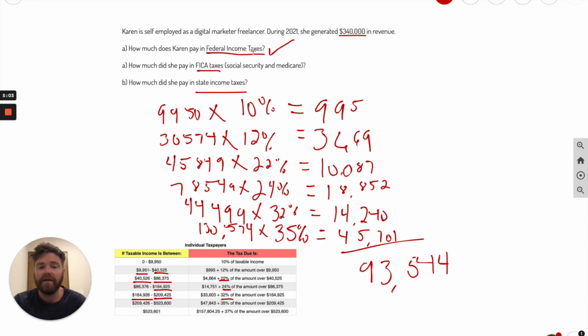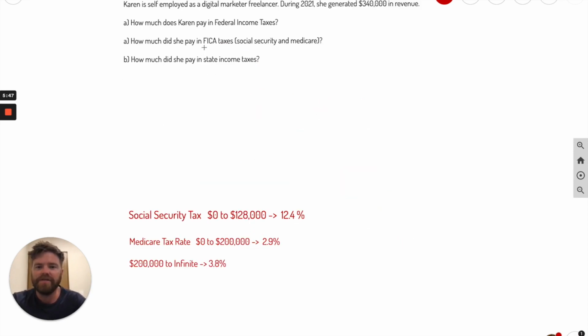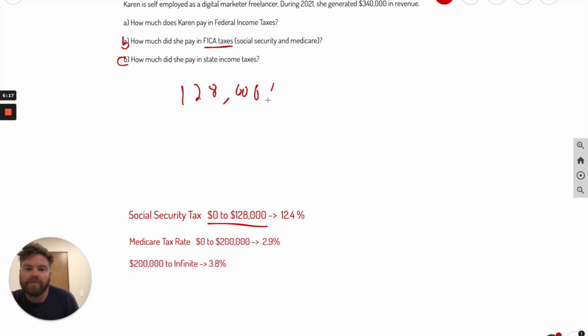So let's now move on here to the next one, which is going to be her FICA taxes. Okay, so FICA taxes. This one's a little bit easier. So we're focusing here. This is supposed to be B, and that is actually C. So FICA tax is fairly simple. So we know that she generated $340,000 in revenue. So we're just looking at what is she subject to for Social Security, Medicare. So Social Security is 0 to 128,000, it's 12.4%. So we know that 128,000, we're just going to multiply that times 0.124.